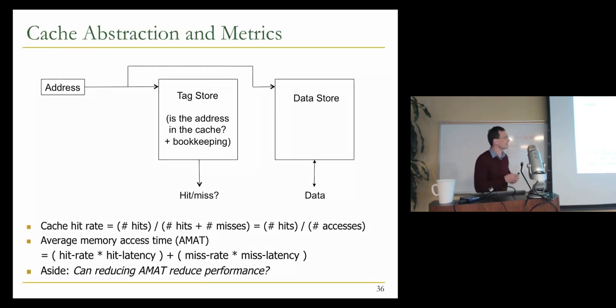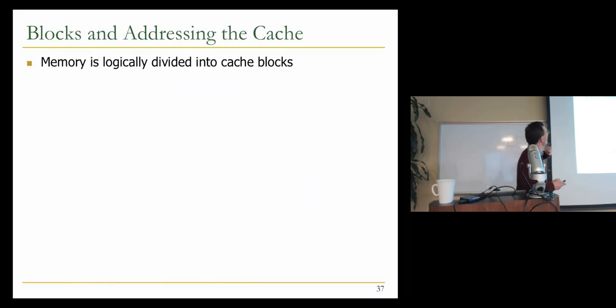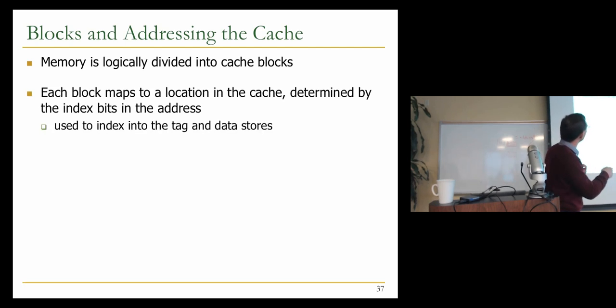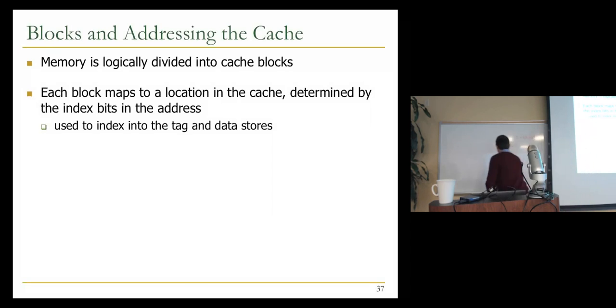Okay, so let's take a look at how the cache is designed in a little bit more detail. This probably you've been familiar with from 213, right? But we'll go into how the cache is designed. Basically, memory is logically divided into cache blocks. And each block maps to a location in the cache, and that is determined by the index bits in the address. So we're going to chop the address into multiple portions.